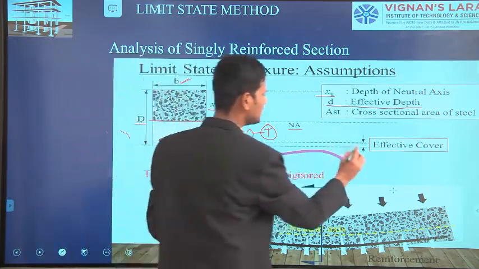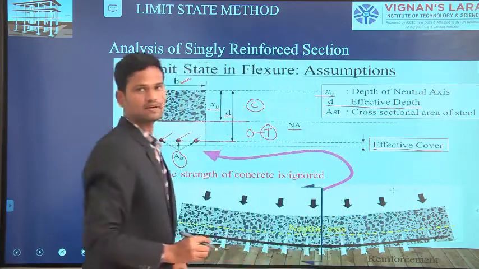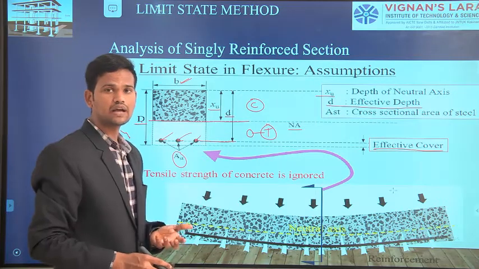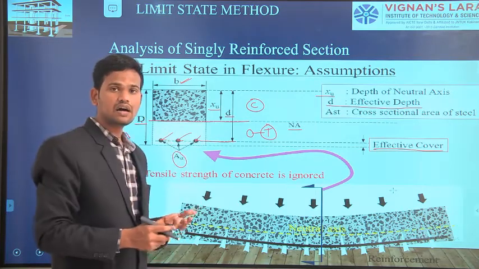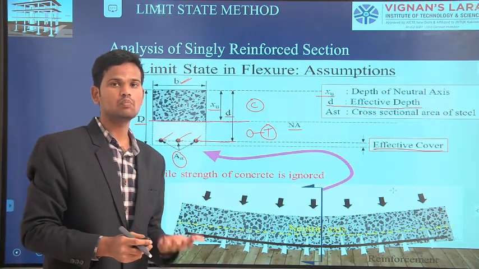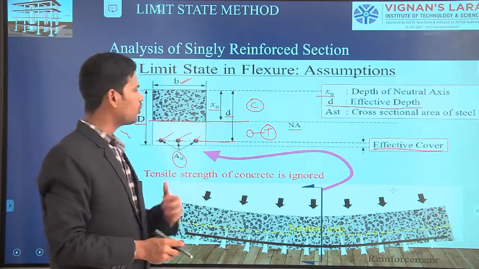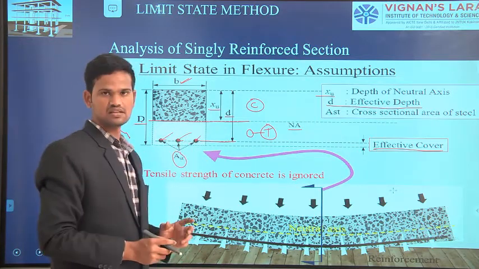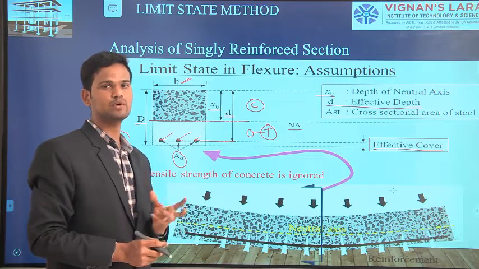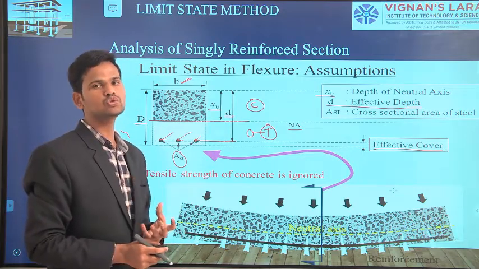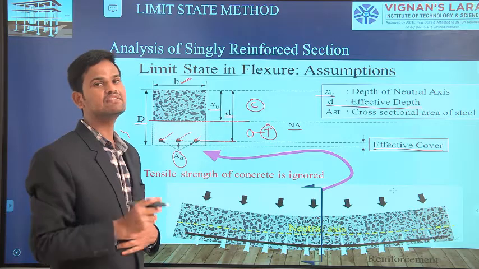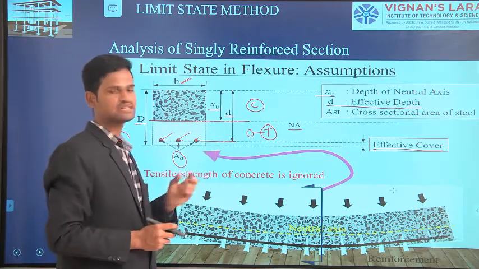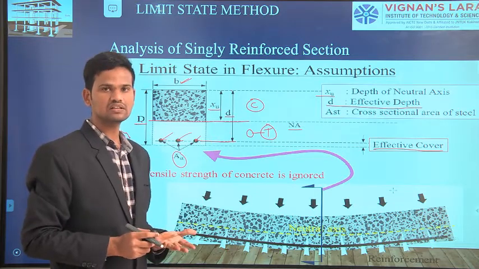And if you observe here, this is the effective cover. That means we are providing concrete below the bottom of the tension zone also. Why? Because if we do not provide any effective cover to the steel bars, these steel bars may get exposed to the atmosphere, which may lead to corrosion, and the steel may get corroded and the structure may fail. Hence we keep some amount of concrete below the tension zone.